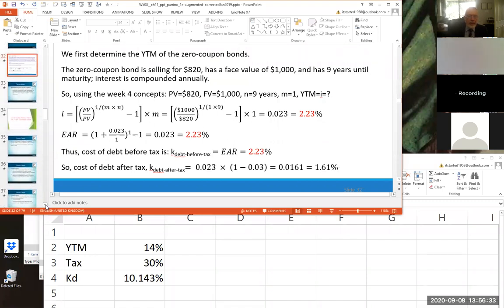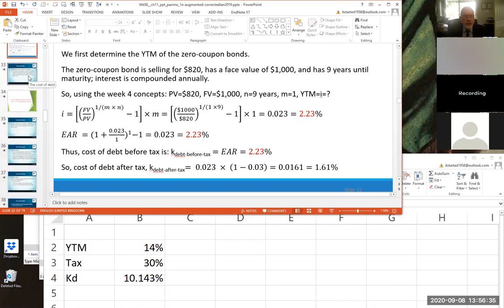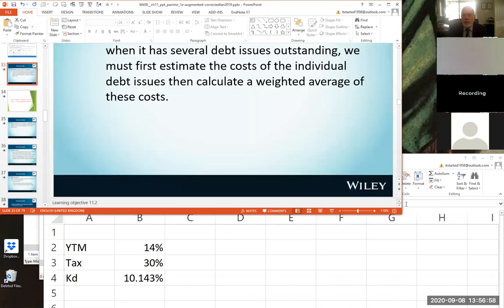You can apply that to each one of your sources of debt. The only one that you don't really need to apply it to is your accounts payable, and the reason is your accounts payable don't have any interest charge attached to them. Accounts payable doesn't have an interest rate attached to it under normal circumstances. Okay.